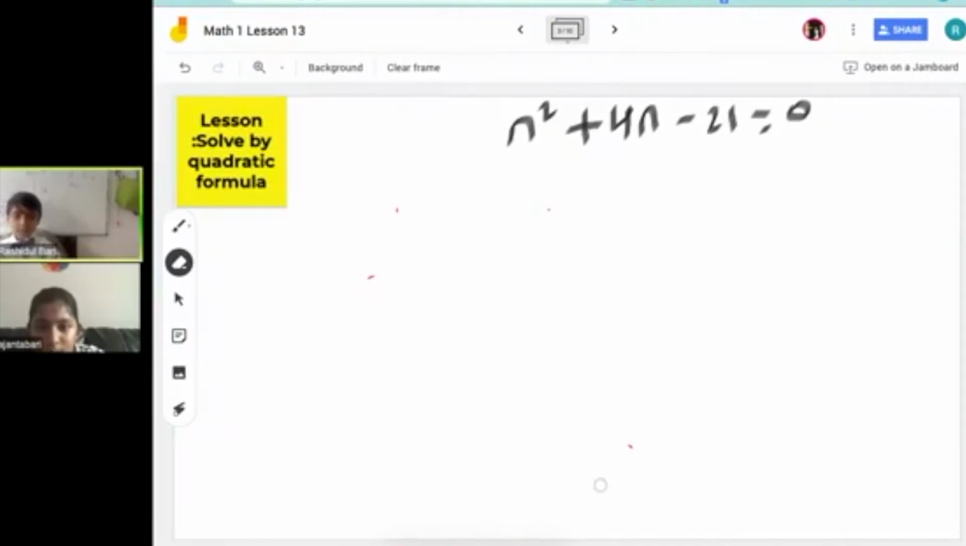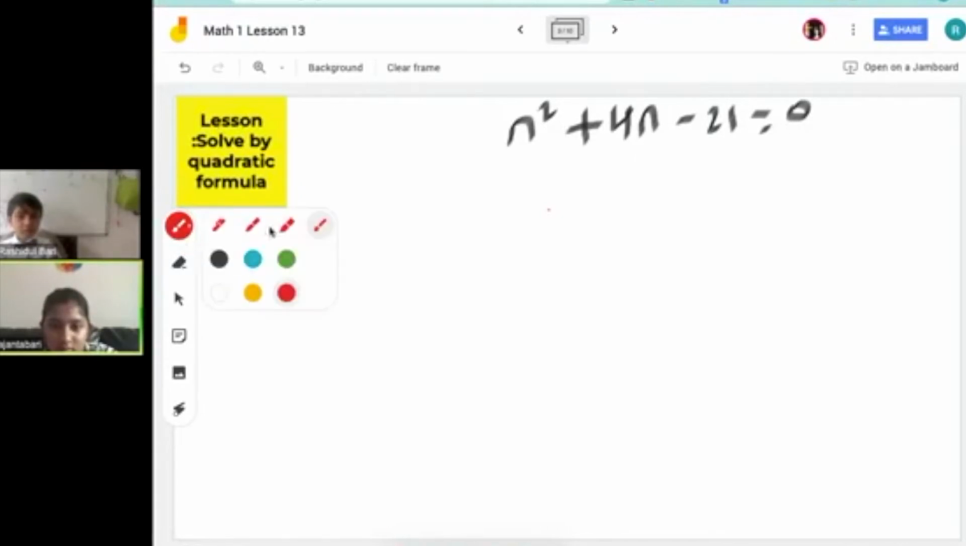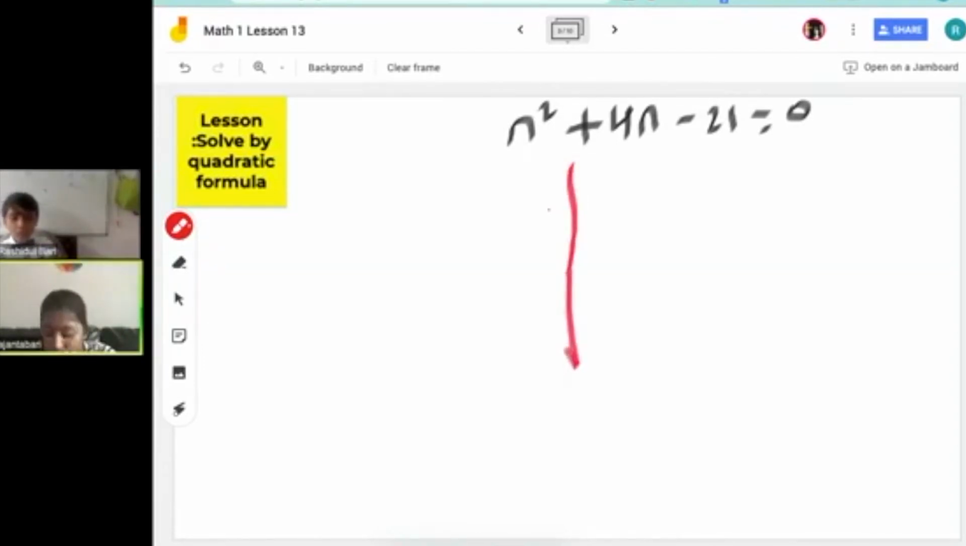So for the next piece of the lesson, why don't you read the problem? Do you want to solve this? Why don't you read this problem? n squared plus 4n minus 21 equals 0.